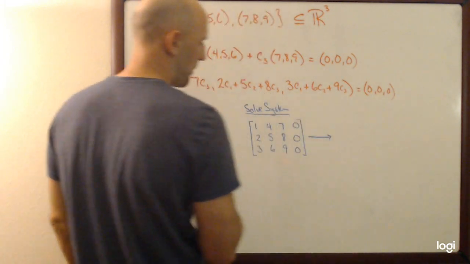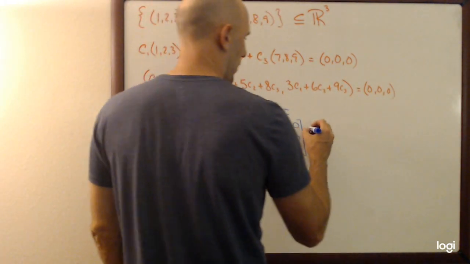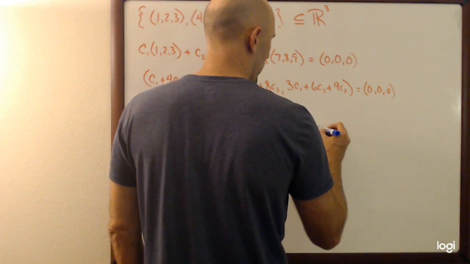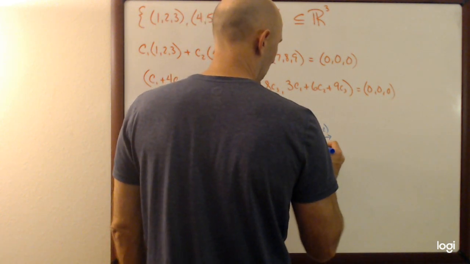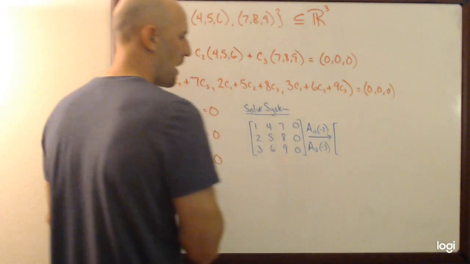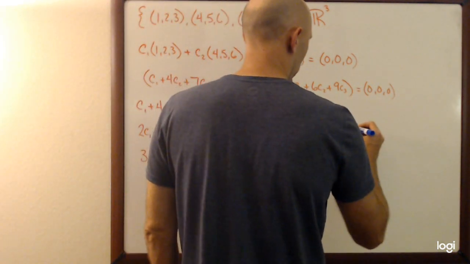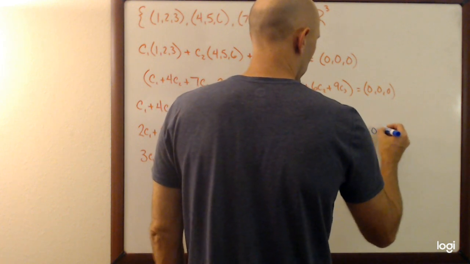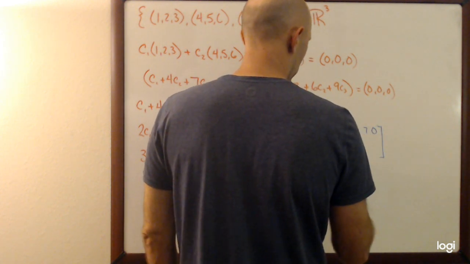It's nice a bit to not have to pivot. It's got a 1 there already. Let me use this one to annihilate the two values below it. That's A12 negative 2 and A13 negative 3. Okay, first row doesn't change. That's 1, 4, 7, 0. All right, let's look at my next row.